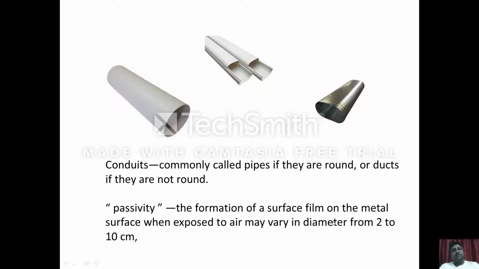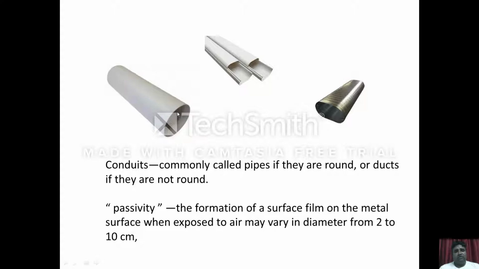Here I have shown some pictures. This is the example of a duct, and this is the example of a pipe. Both duct and pipe are grouped under the term conduit. If it is round, then we say it is a pipe. If we talk about the material of construction from which this pipe is made, generally stainless steel is used for the construction of these pipes.